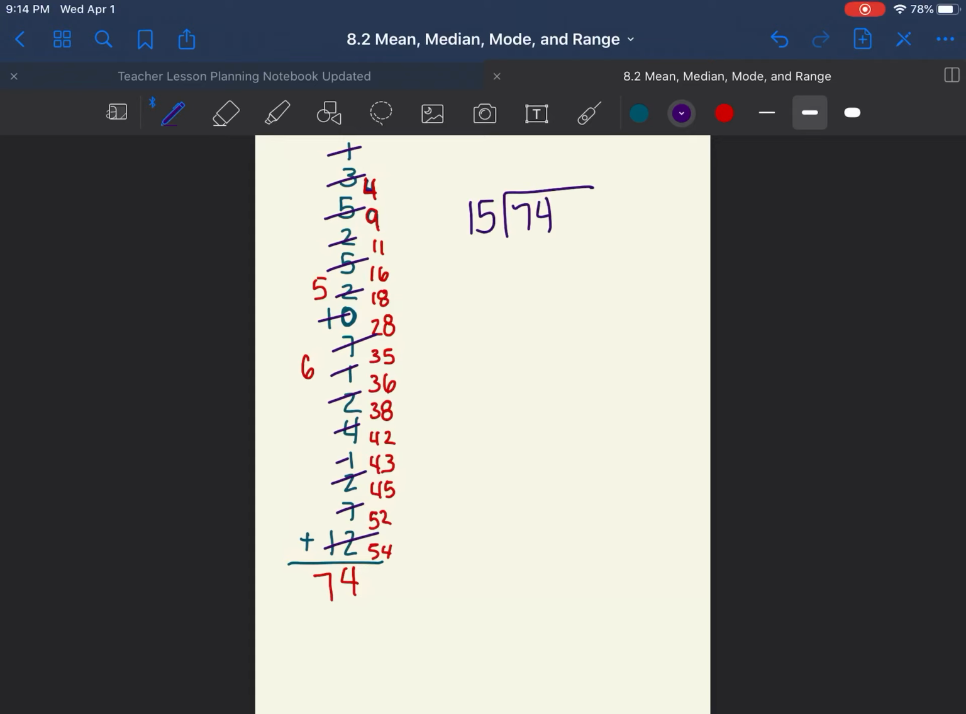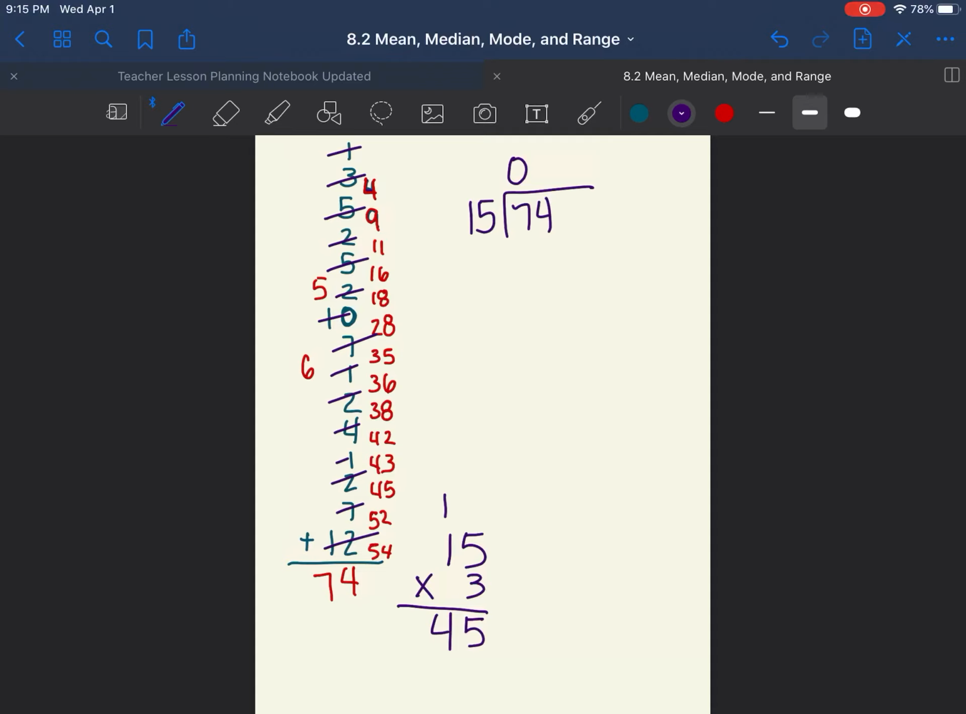All right, so let's see. How many times does 15 go into 7? Well, 0. How many times does 15 go into 74? I don't know that one off the top of my head, so I'm going to have to pick a random number and multiply that by 15. So I'm going to come down here and do 15 times 3. 3 times 5 is 15. 3 times 1 is 3, plus 1 is 4. So that gives me 45.